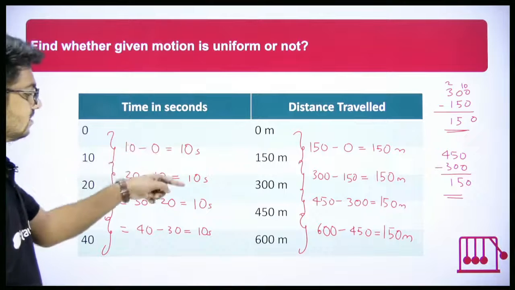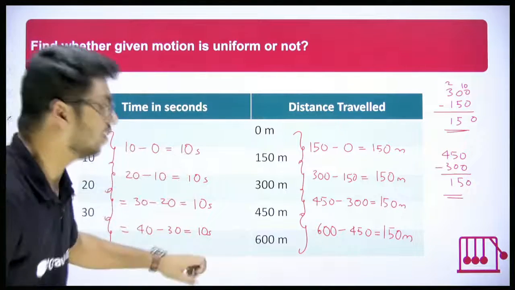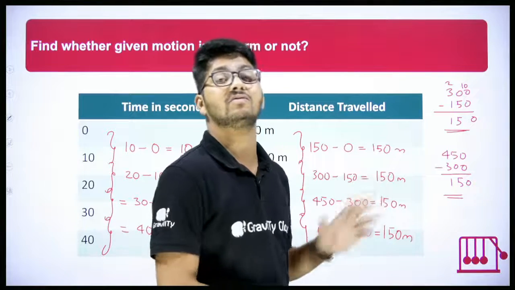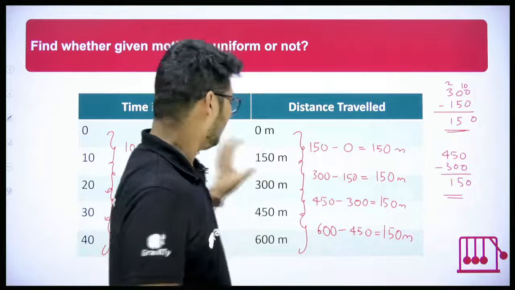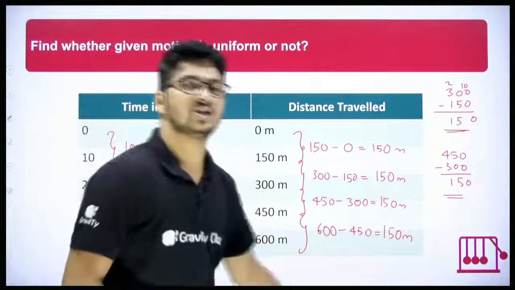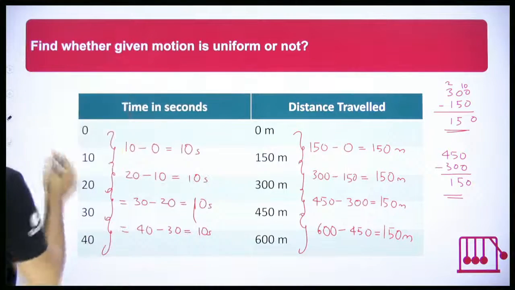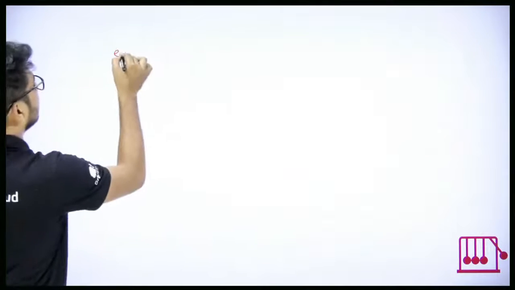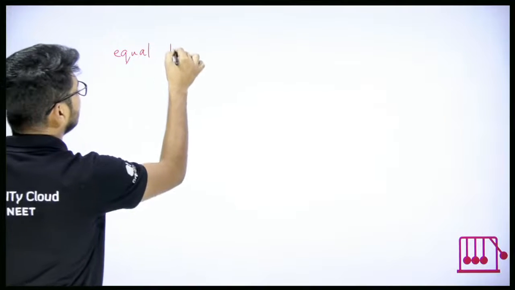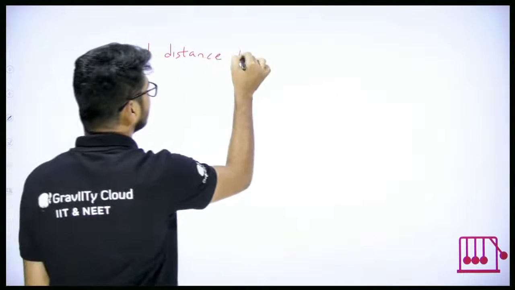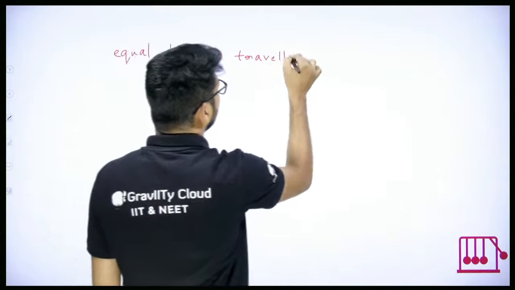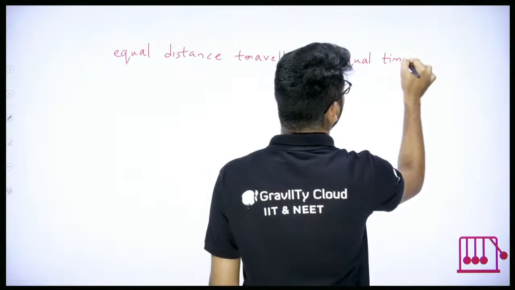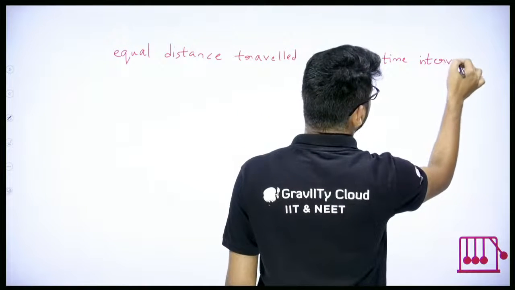So you can see 10 seconds, 10 seconds, 10 seconds, 10 seconds. Equal time intervals. Distance traveled is 150, 150, 150, 150 meters. So equal time intervals, equal distance traveled. So what can we say that? We can say that it is uniform motion. Equal distance traveled in equal time intervals.